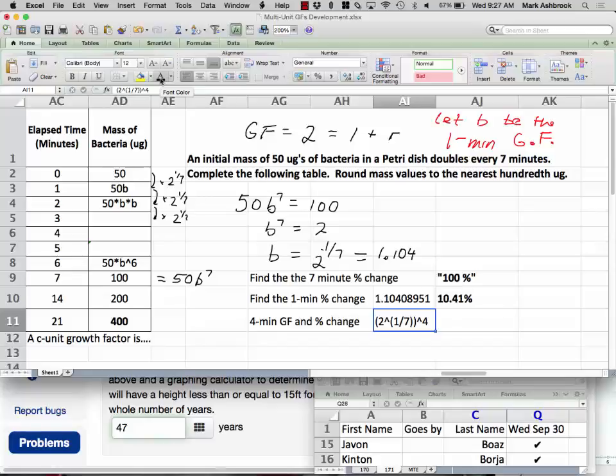And this would be an exact representation. If you use that decimal, if you use 1.104, you're just getting an approximation. Okay? So this 2 to the 1/7 to the 4th represents that exactly. But then to get the percent change, we need to get what that is. And so he got, what, 38? Did someone else get that? Is that what this equals?